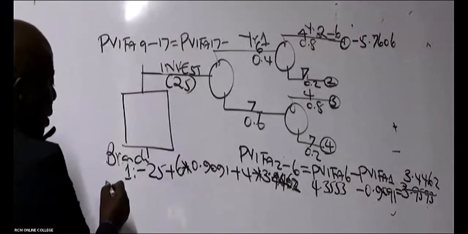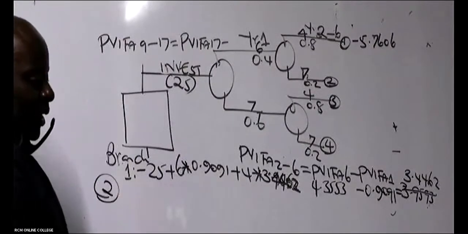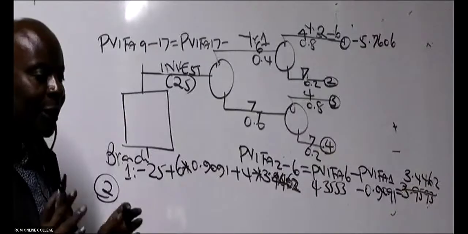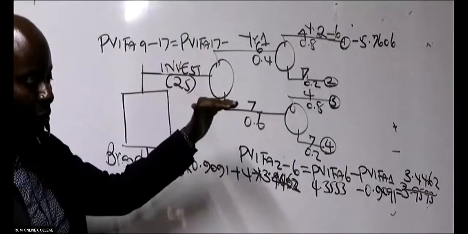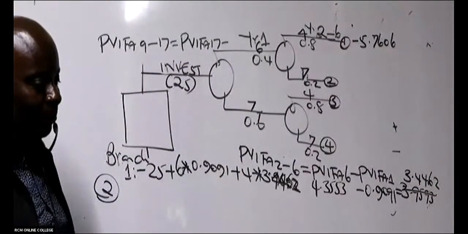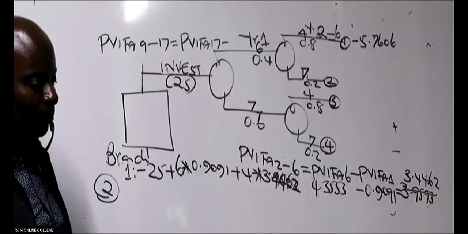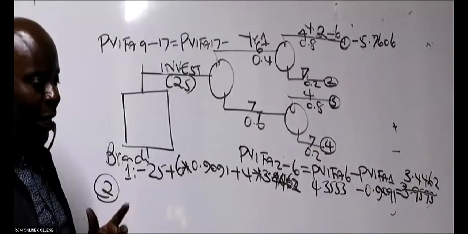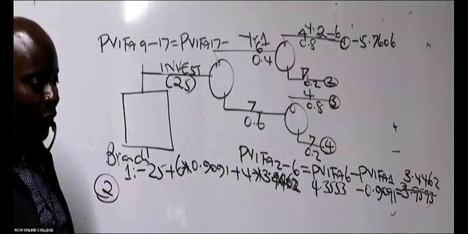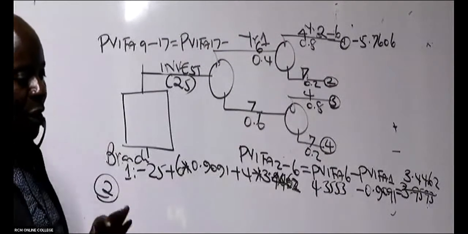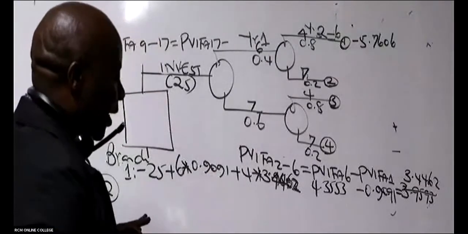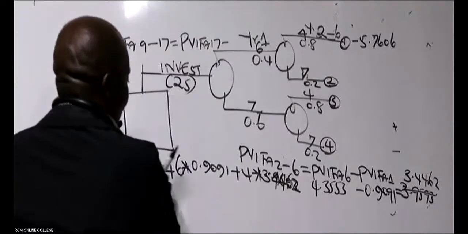So is there somebody who can try NPV for branch 2? Just try, maybe you don't get it right. Targeting branch 2 now. What do we have there? Just try branch 2. So according to Margaret, she's gotten 4.578. Let's do this together. Let's do branch 2 together.